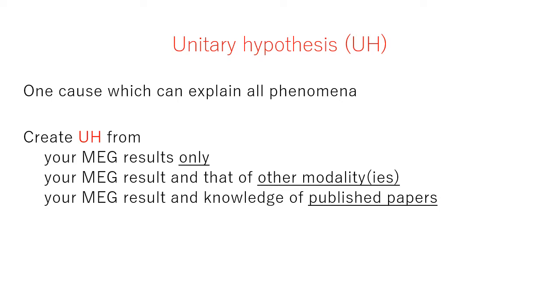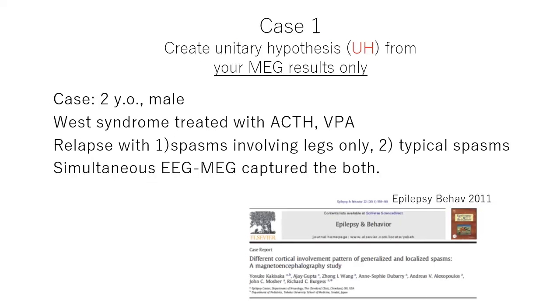First, create a hypothesis with your MEG result only. Second, create UH with your MEG result and the result of other modalities. Finally, create UH with your MEG result and knowledge from past published papers. Let's start with the first strategy, creating UH from your MEG result.